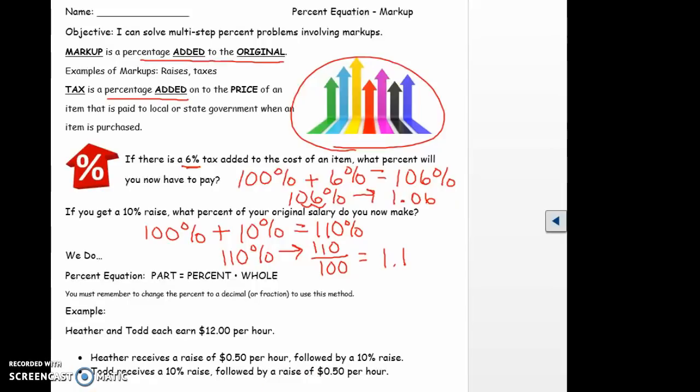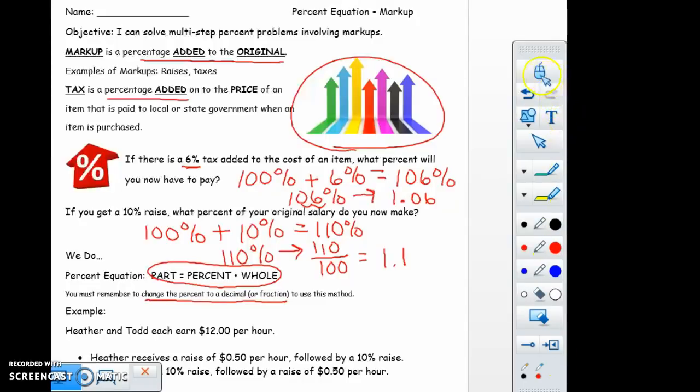Let's review just a wee bit before I scroll down. When we do a percent equation, it's the part equals the percent times the whole. Nothing has changed. We're still writing that every single time. But remember, you must change the percent to a decimal or fraction. The percent sign only means out of 100. That's so that we don't have to write it out of 100 every single time. But when we use the number, you have to write it as a decimal. Okay, I'm going to scroll down, make sure you have this all down.